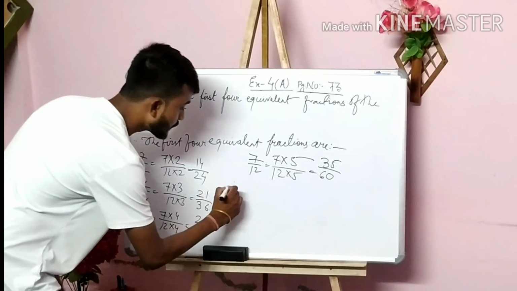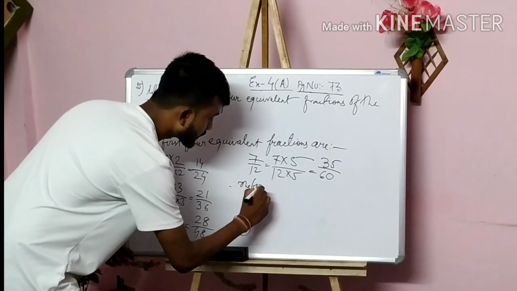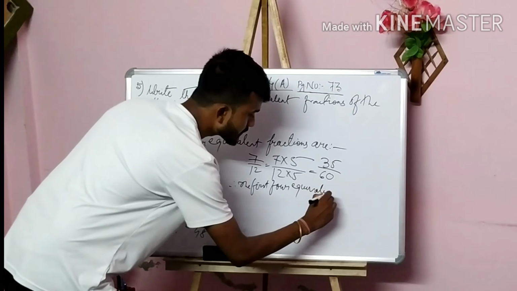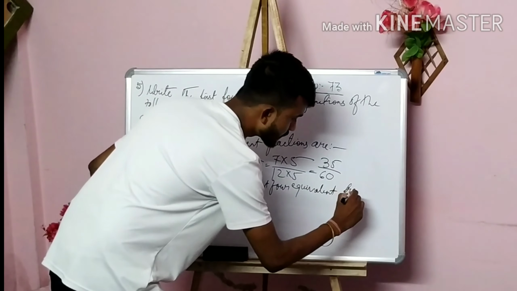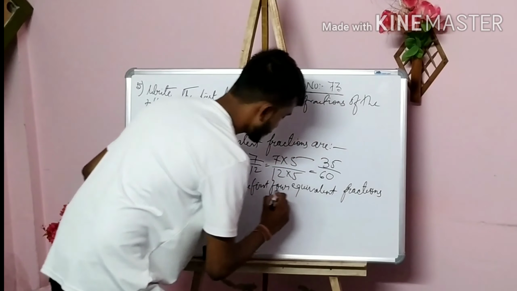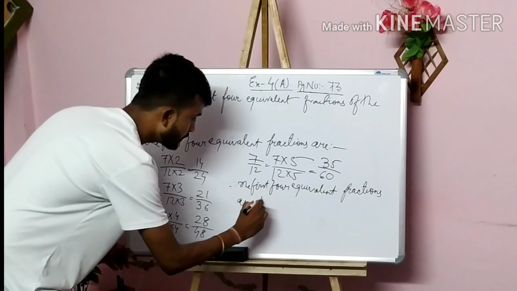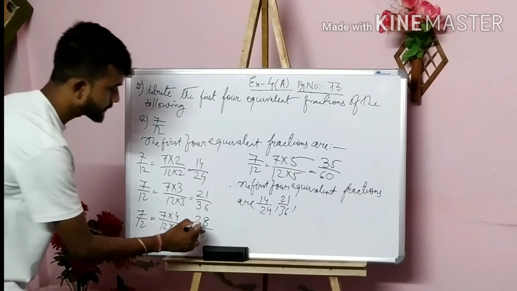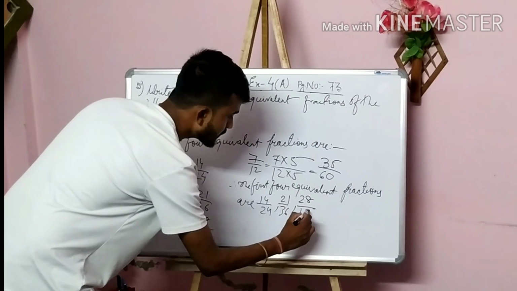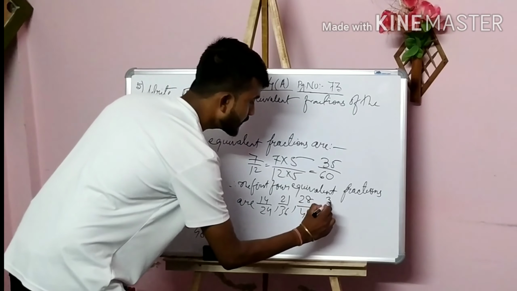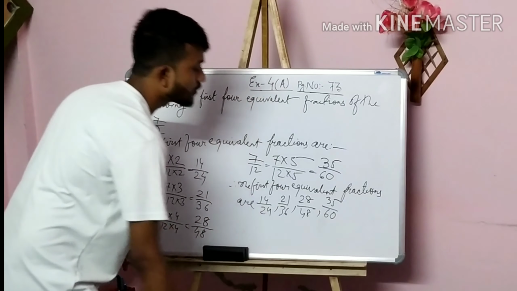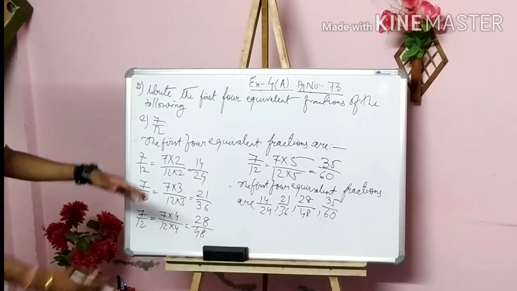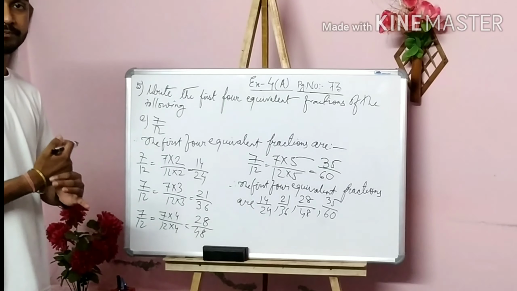So therefore you write, therefore the first four equivalent fractions are, what are those? 14 by 24, 21 by 36, next 28 by 48, next 35 by 60. Okay, so students, I think you have got this question. Take time to copy this one. Okay, now after that we will start another question.